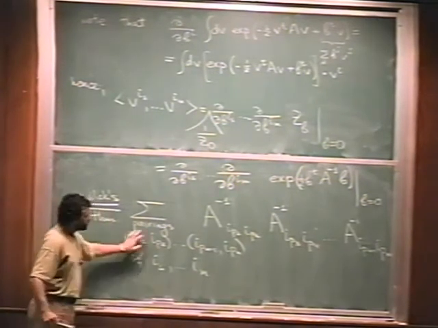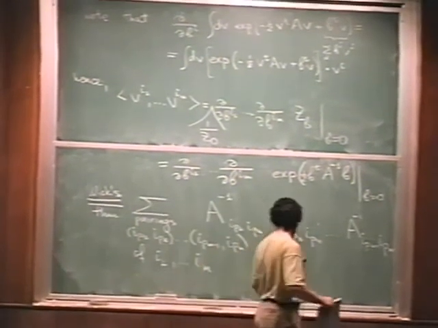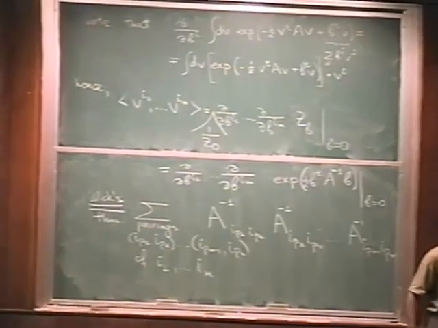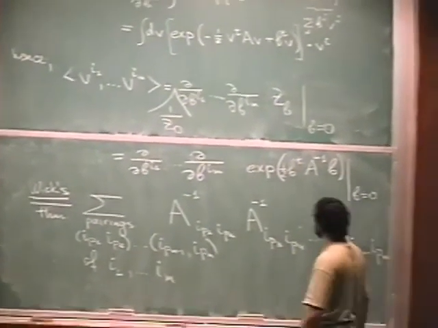Now, how can this be rewritten in terms of graphs? Misha, are there any factorials using this one? Again?